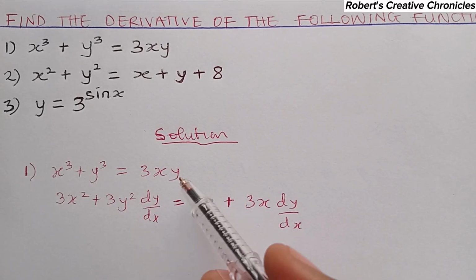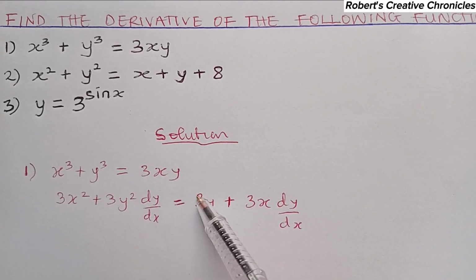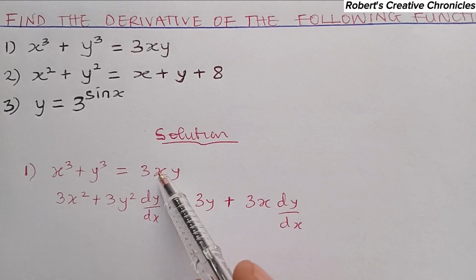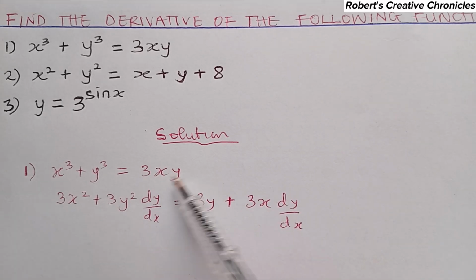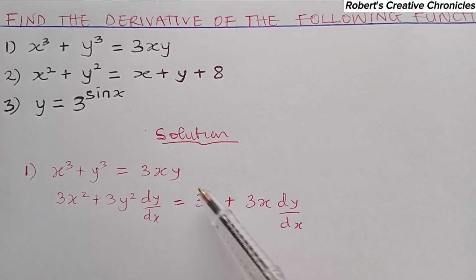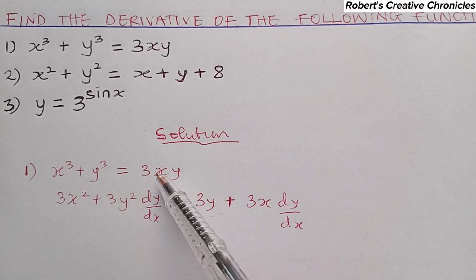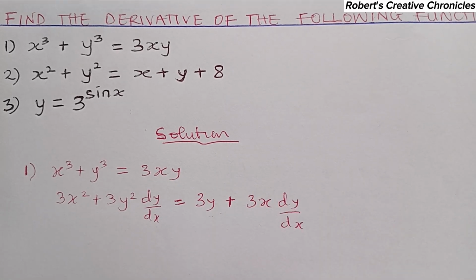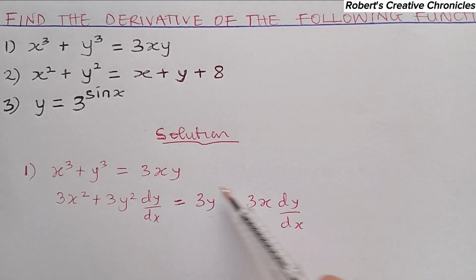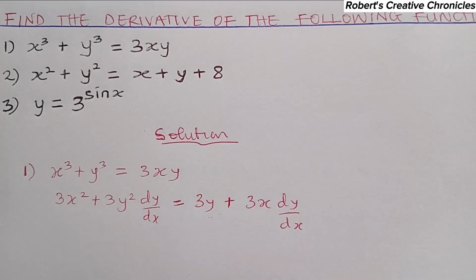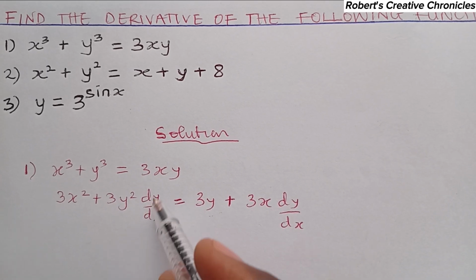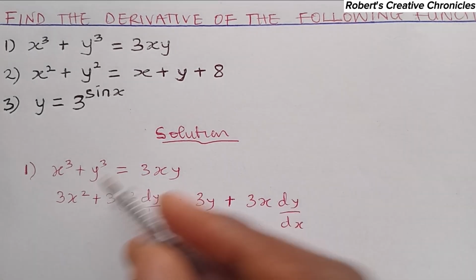Another way you can also do it: you can put 3 and open brackets, then apply product rule to this. You differentiate one of them, maybe x, you put y, plus differentiate y, you put x dy. Anyway, we have applied this. So if you apply product rule to this, you get this. Then we collect all terms that have dy over dx to the left-hand side.